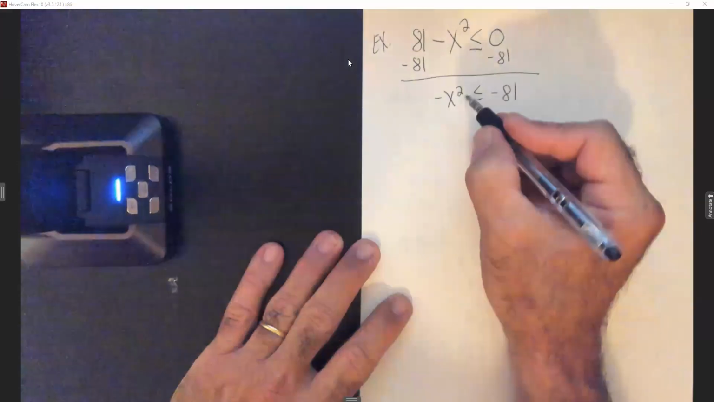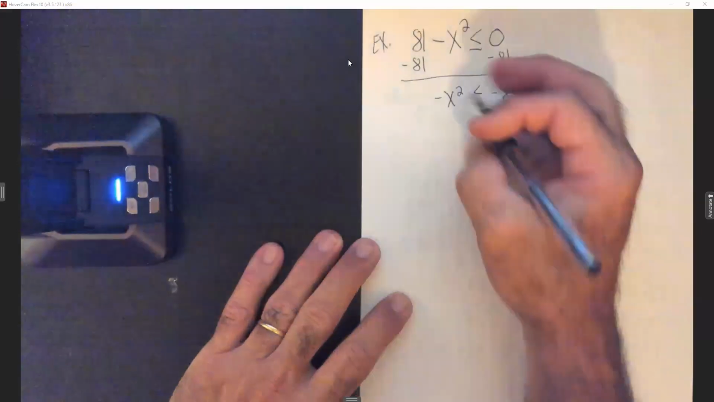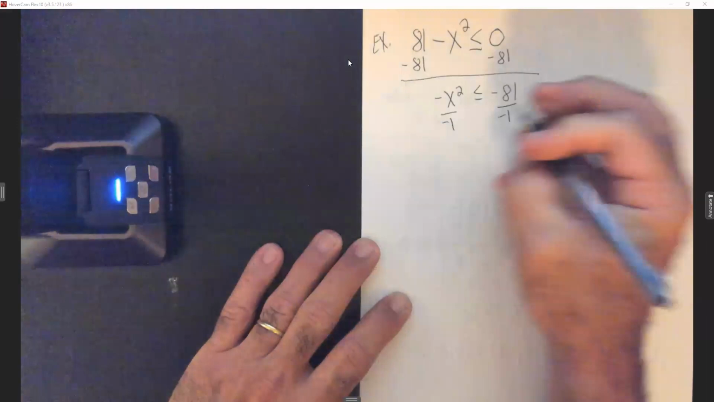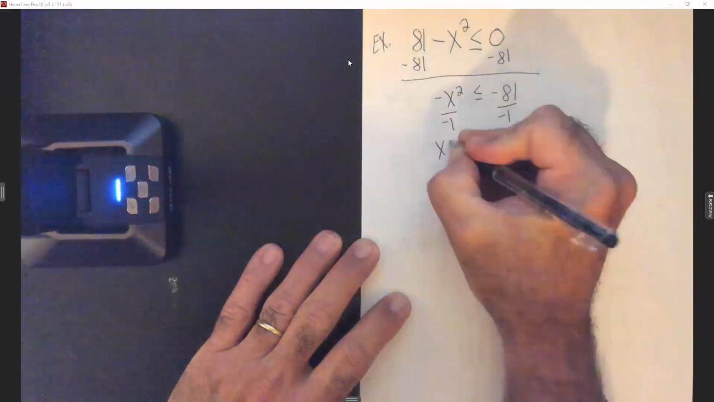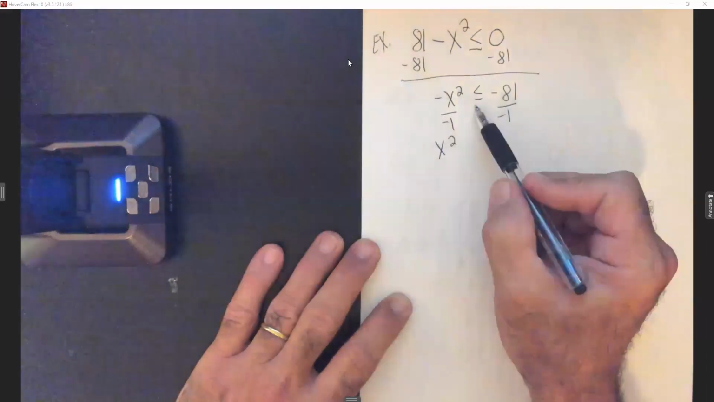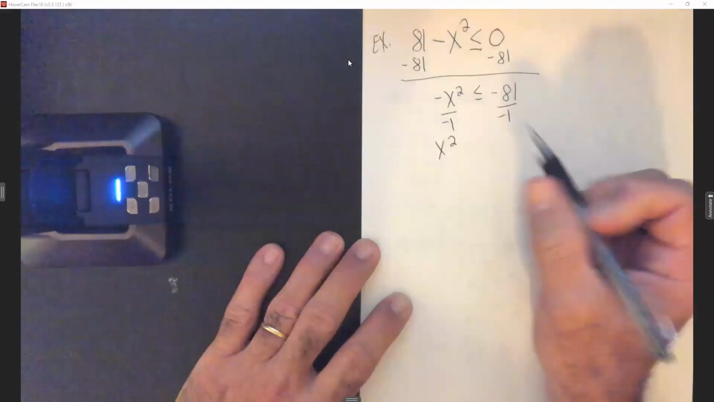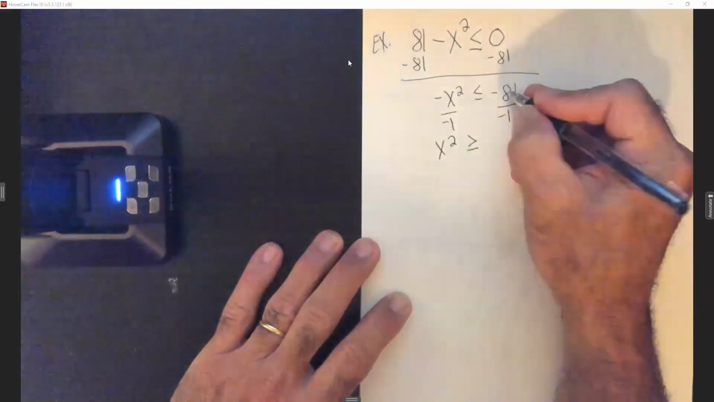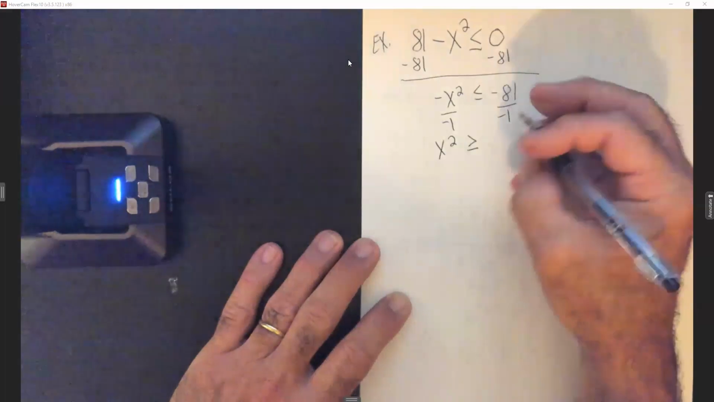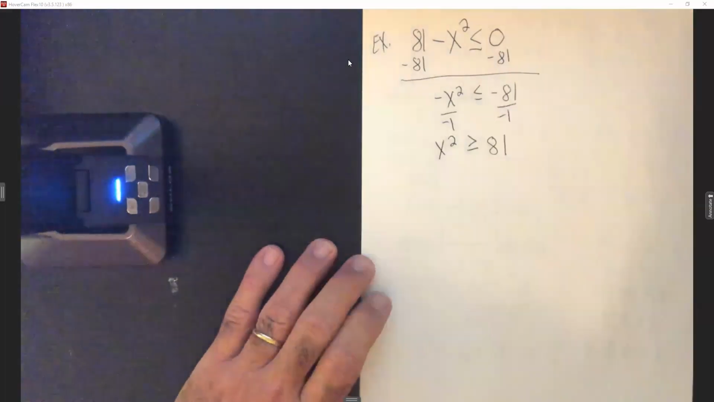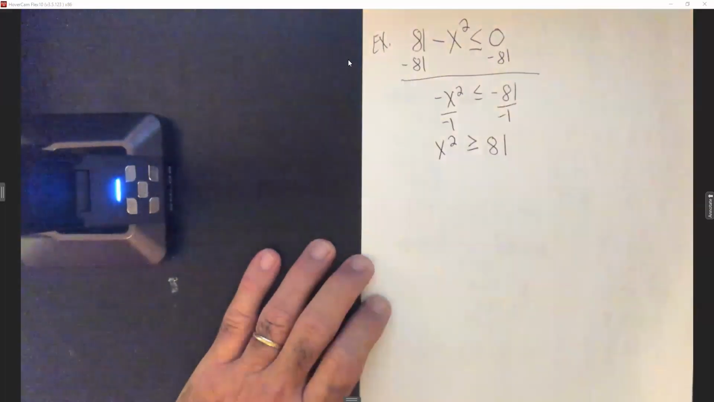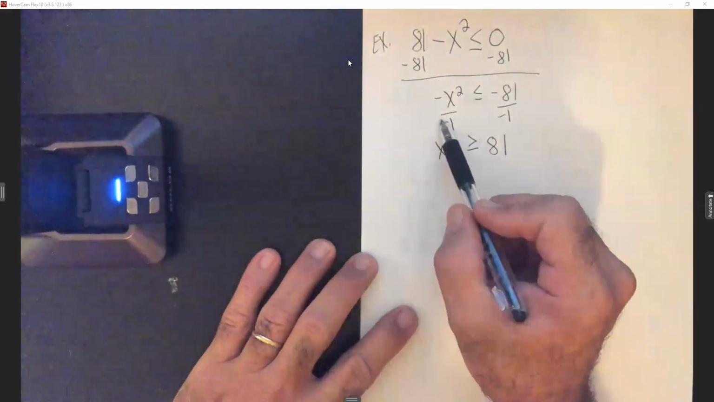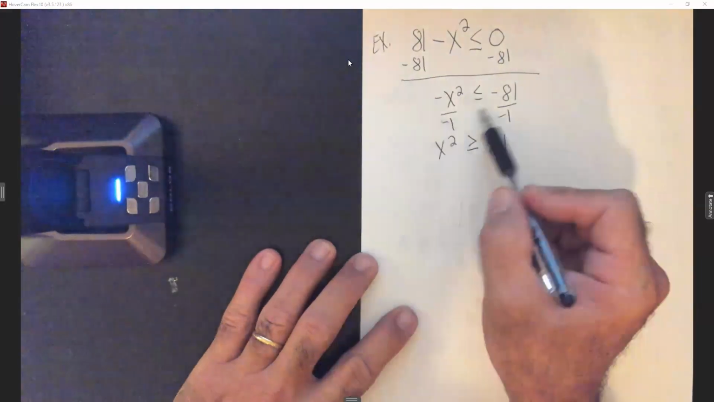Now I want that to be a positive x squared, so I'm going to divide everybody by -1 so that I get an x squared. Remember, when you divide by negative, you got to turn that around so it's now greater than or equal to 81 divided by negative. Negative makes that a positive 81. So don't forget, when you divide by negative, to reverse the direction of your inequality.